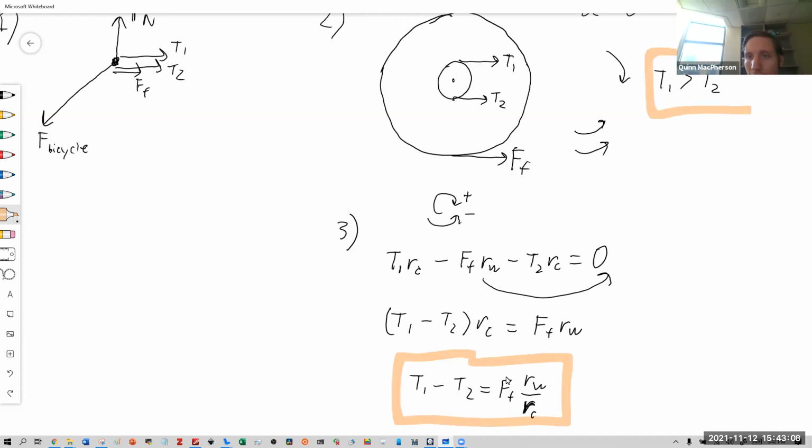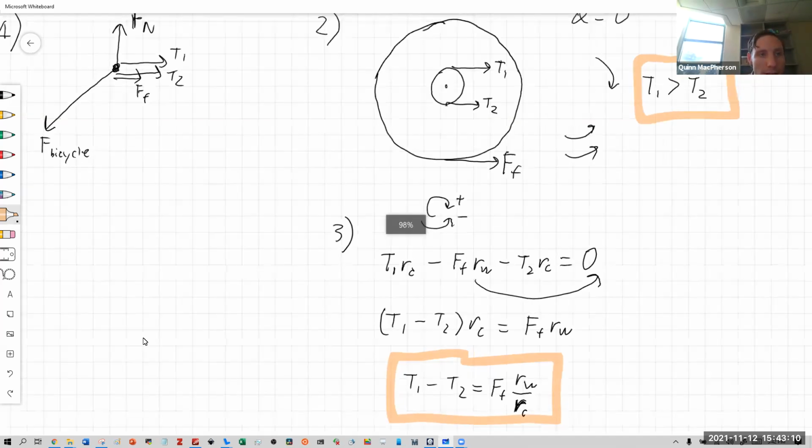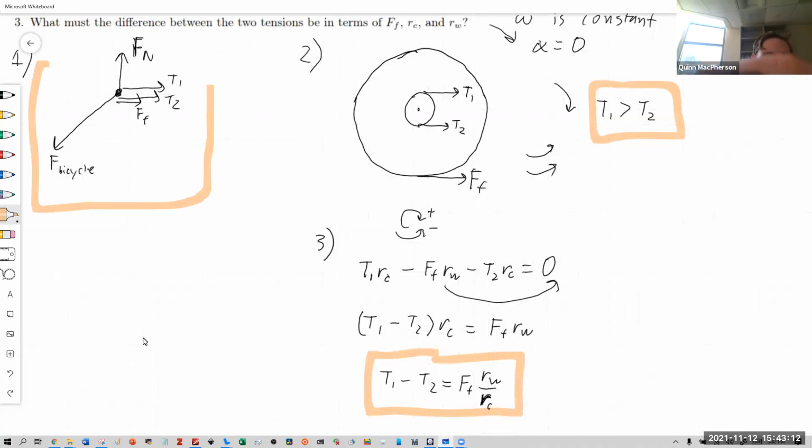That's the answer there, that's the answer there, and that's our free body diagram. Let's just check the answer to number 3, make sure it makes sense. Units make sense because the difference in tension is a force. So units, newtons, meters, the meters from the two radii cancel, and so we just get newtons equals newtons. That's great. We can also notice that if RW is bigger than RC, which it is, right? The wheel is bigger than the cassette. The difference in tensions is bigger than the frictional force.